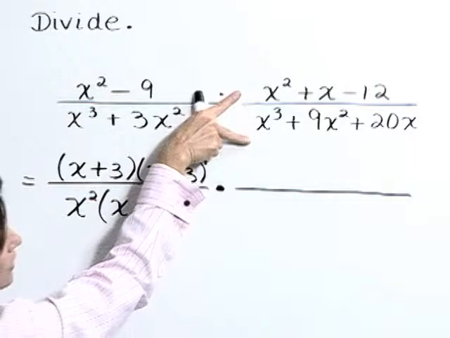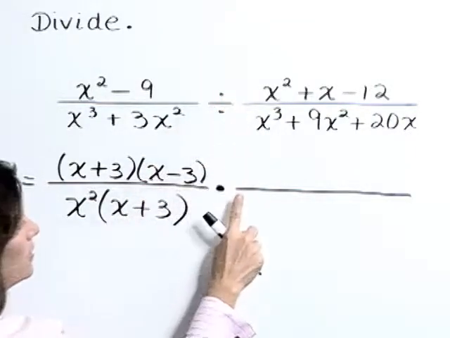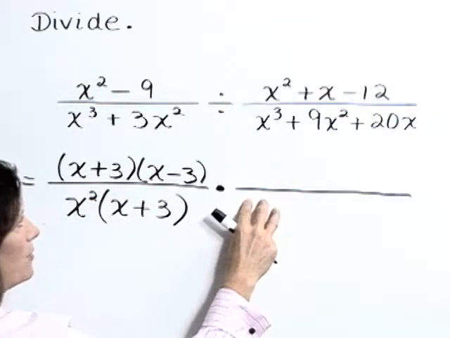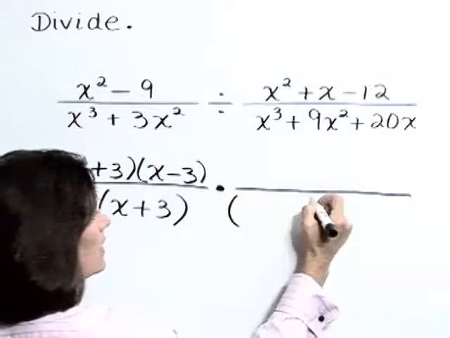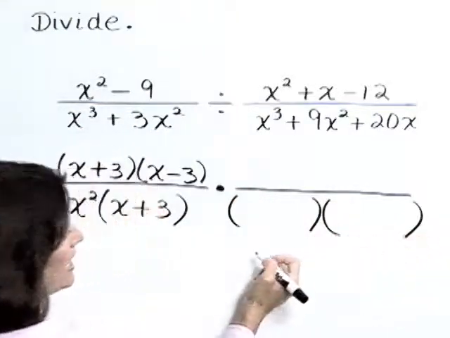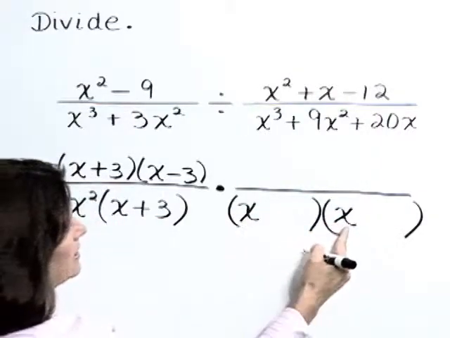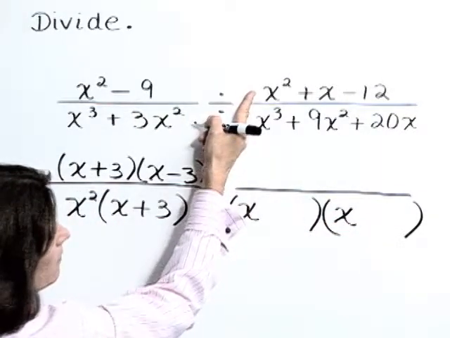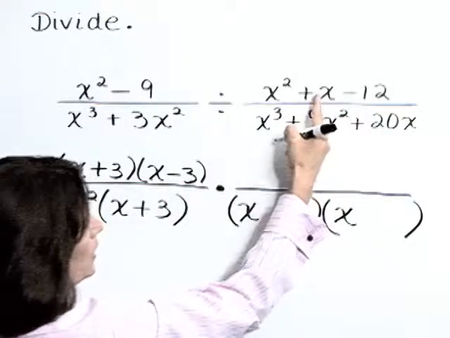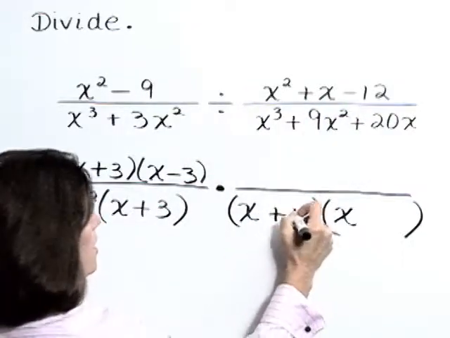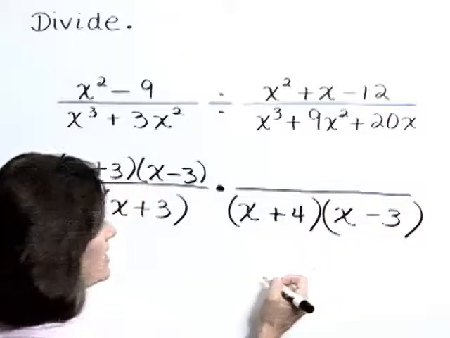Now, with our second rational expression, that numerator will be our denominator in this second line. Let's bring it down there then and factor it at the same time. Our leading terms must be x times x to give x squared. Factors of negative 12 that sum to 1 are positive 4 and a negative 3.